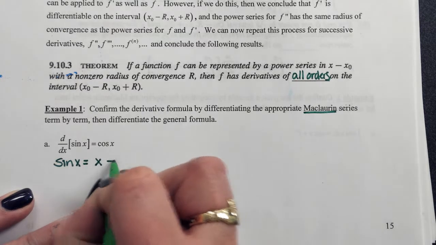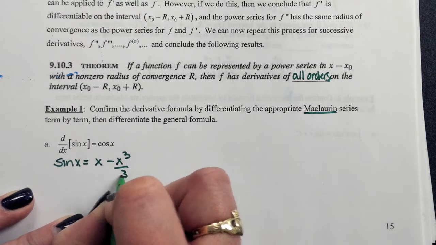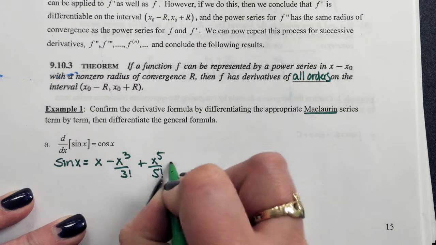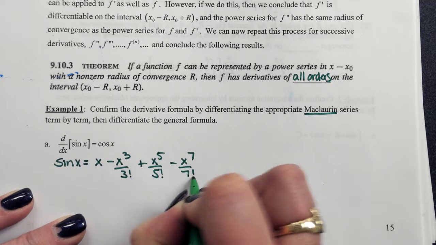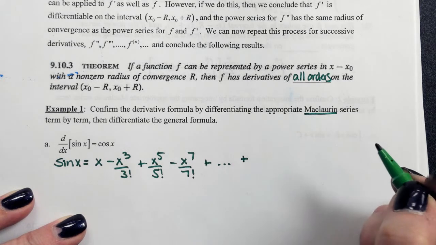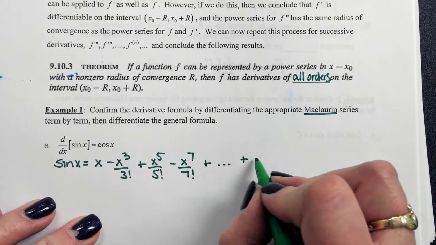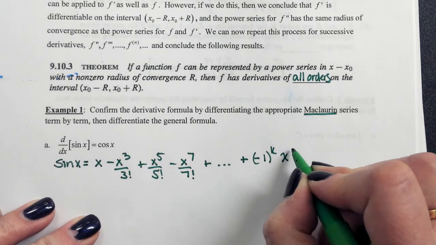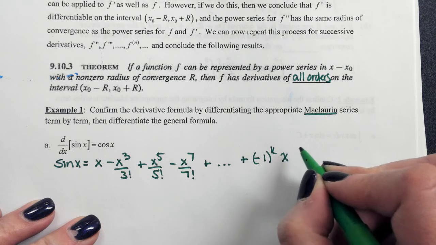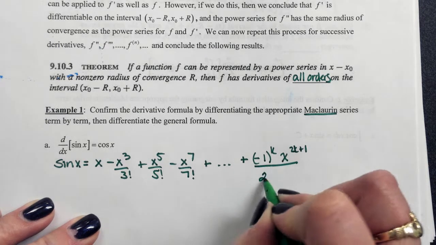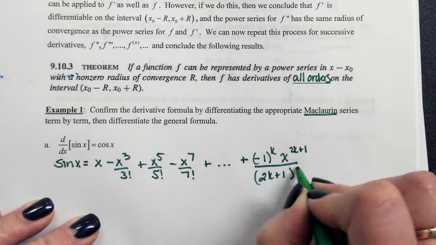X. Minus x to the third over 3 factorial plus x to the fifth over 5 factorial minus x to the seventh over 7 factorial plus dot dot dot plus, remember what the general form for your sine of x looks like. That looks like negative 1 to the k, x to the what is it, x to the 2k or x to the 2k plus 1? 2k plus 1 all over 2k plus 1 factorial.